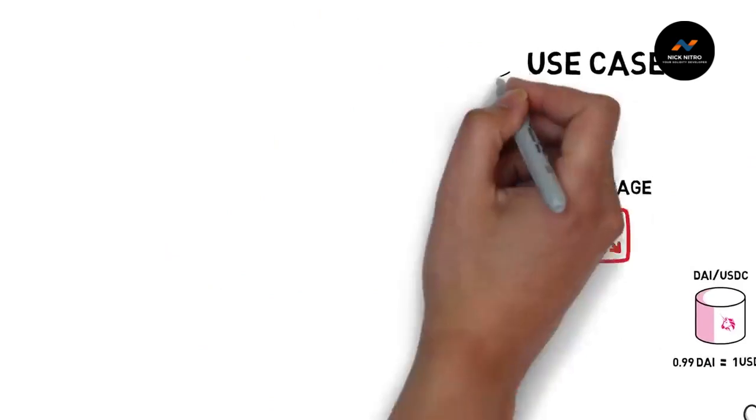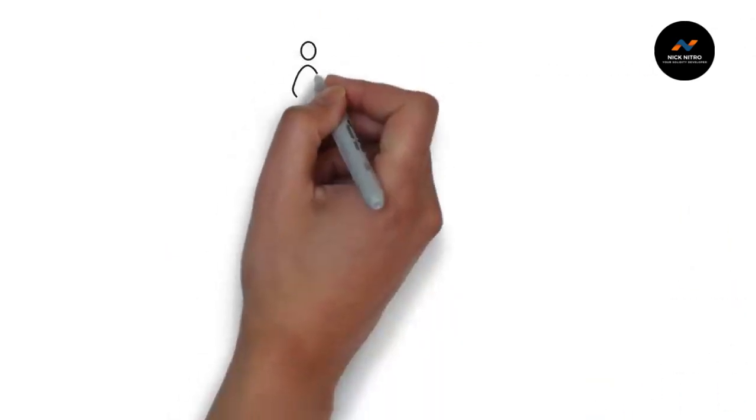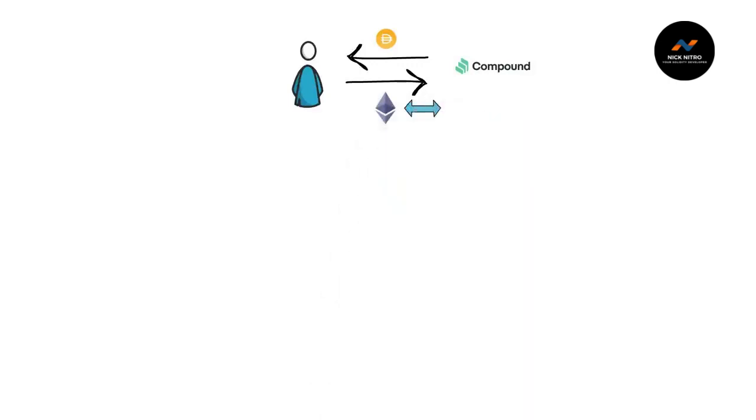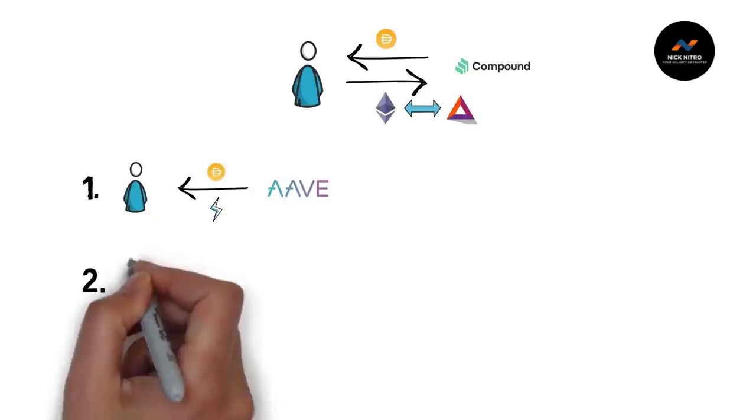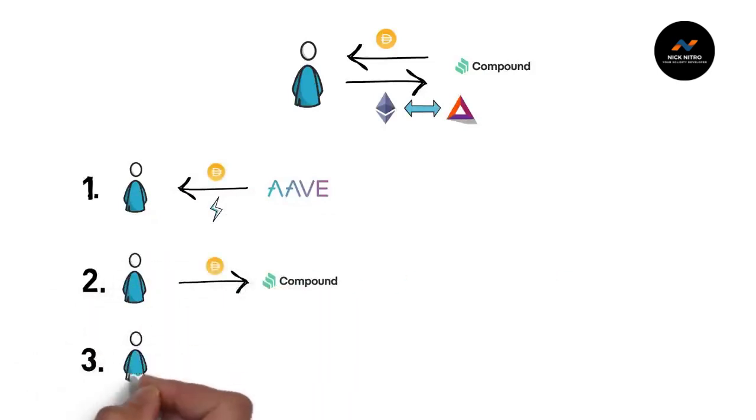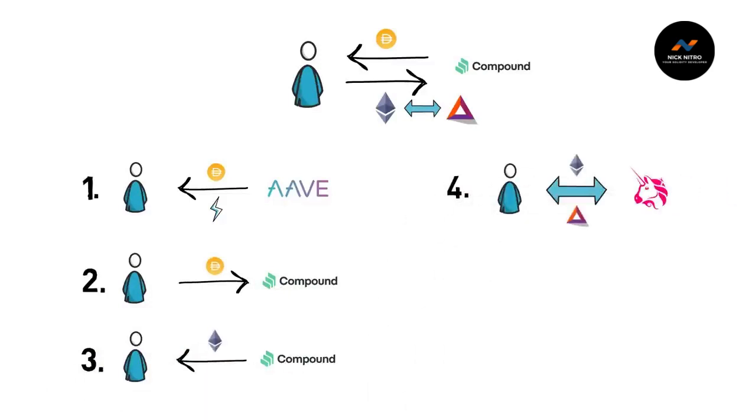The next use case for flash loans is a collateral swap. Let's say you have borrowed DAI from Compound with ETH as collateral. You can swap your collateral from ETH to, for example, BAT in the following way. Take a flash loan in DAI to cover the amount of DAI that was borrowed. Repay your Compound loan with borrowed DAI. Withdraw your ETH. Swap your ETH for BAT on Uniswap.